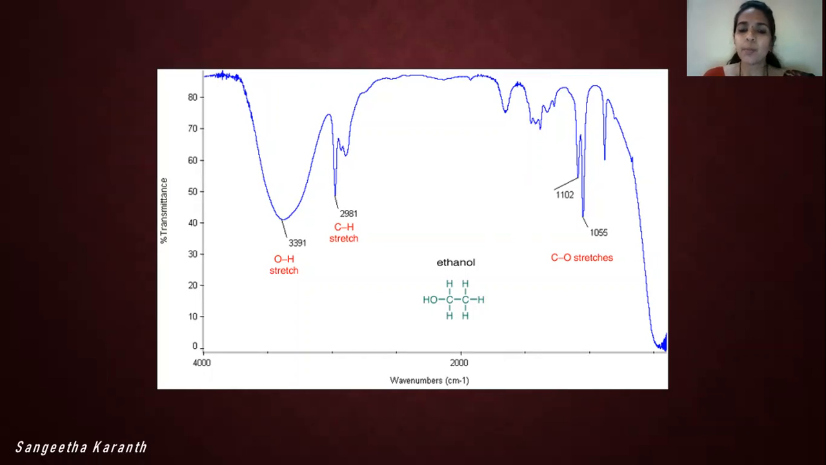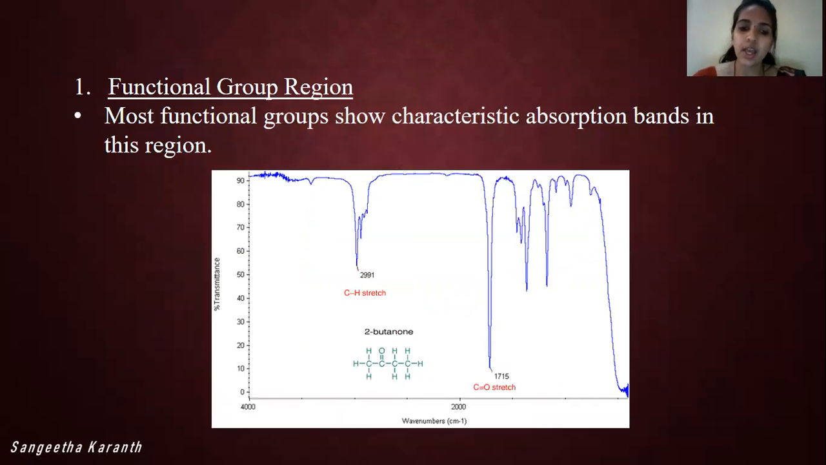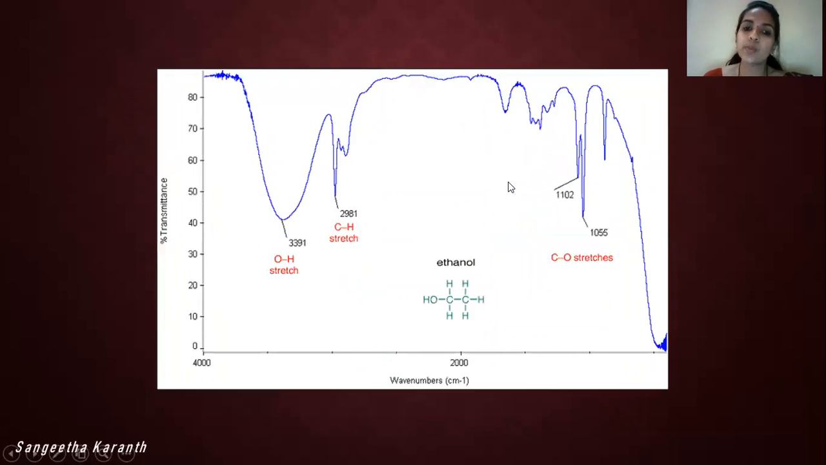Just by comparing these two spectra, it is very clear that they indicate two different types of molecules. The previous spectrum indicates butanone, which is a ketone. A ketone should have a C double bond O group, which indicates there should be a strong peak at 1700. Whereas this strong peak at 1700 is not observed here. That means here there is no C double bond O group.